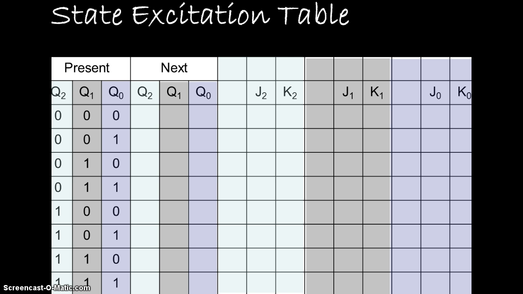The first thing to be done is to populate the next state column. Remember that we're designing a sequential up counter, so a count of 0 will move to 1, 1 to 2, and so on.